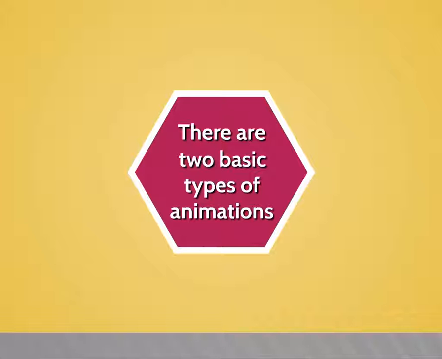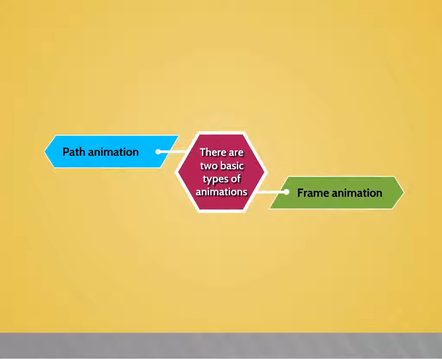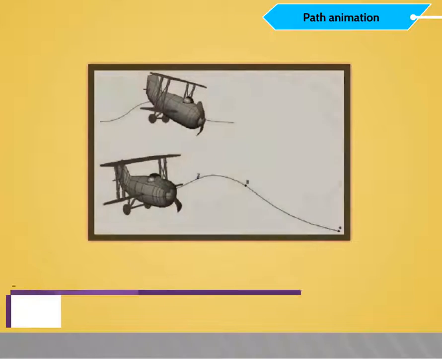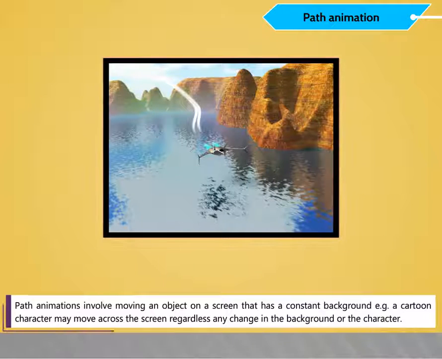There are two basic types of animation: path animation and frame animation. Path animation involves moving an object on a screen that has a constant background. For example, a cartoon character may move across the screen regardless of any change in the background or the character.